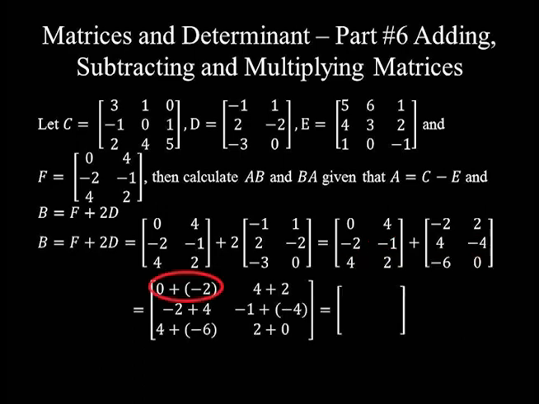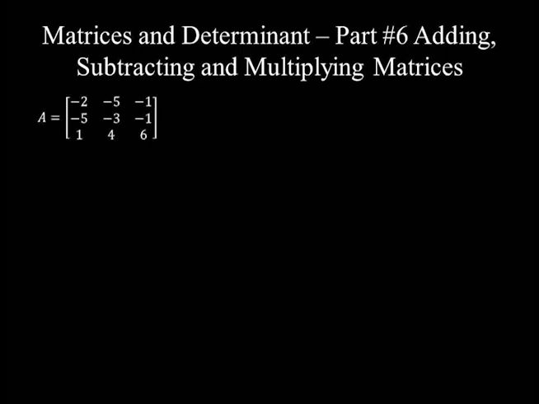0 plus -2 equal to -2, 4 plus 2 equal to 6, -2 plus 4 equal to 2, -1 plus -4 equal to -5, 4 plus -6 equal to -2, and 2 plus 0 equal to 2. Matrix B is this 3 by 2 matrix. Therefore, the two matrices are A equal to this 3 by 3 matrix and B equal to this 3 by 2 matrix. Now, we can multiply the two matrices if they are in the order to be multiplied. Let's start with AB, which is equal to A times B.